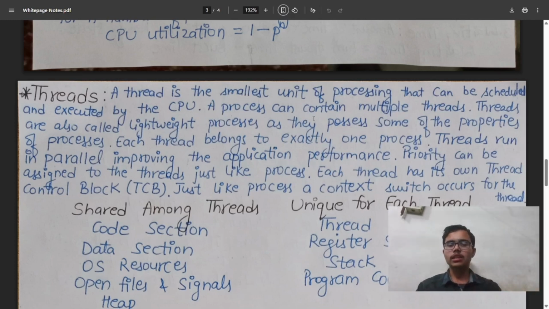A process can contain multiple threads. Threads are also called lightweight processes, as they possess some of the properties of processes. Each thread belongs to exactly one process. Threads run in parallel, improving the application performance. Why is a process divided into threads? In order to get parallelism, so that tasks are executed parallelly.